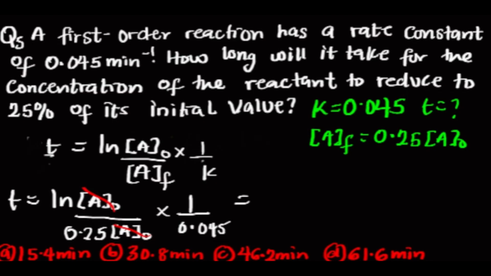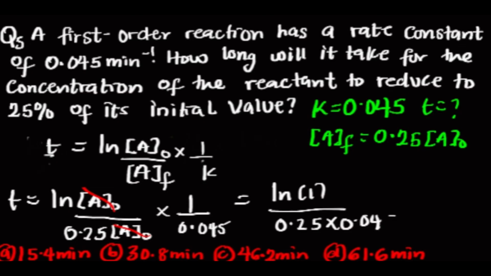So now the next thing I'm going to do is go ahead and simplify everything. If I simplify everything, this is what I'm going to have: the natural logarithm of 1 divided by 0.25, multiplied by 1 over 0.045. So now let's go ahead and multiply all this and see what we're going to have. So we're going to have the natural logarithm of 1, right?